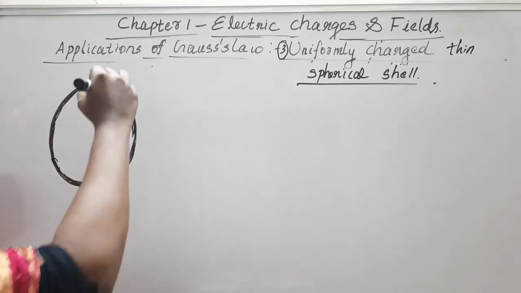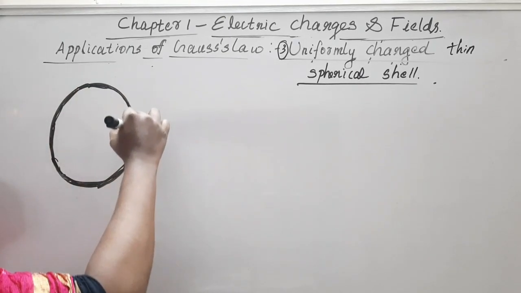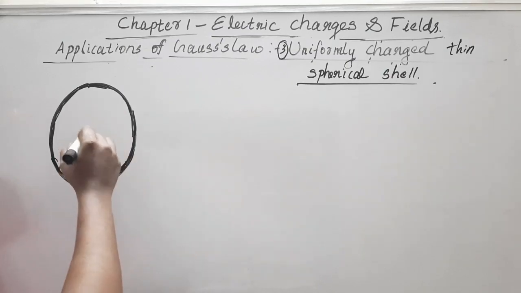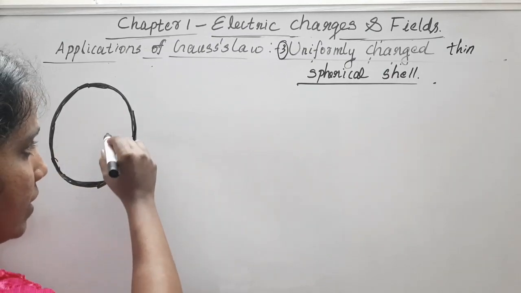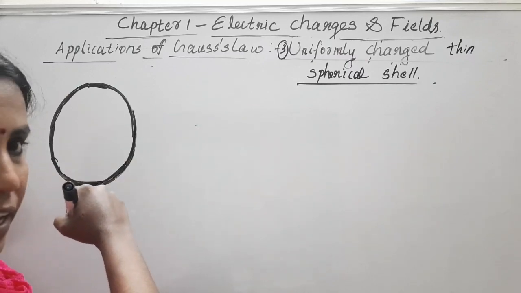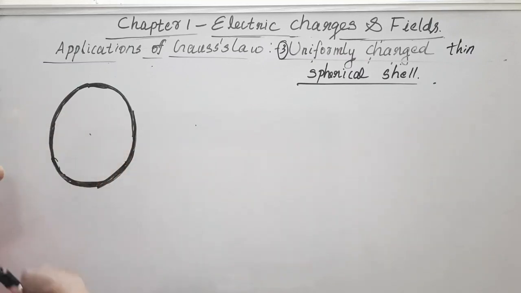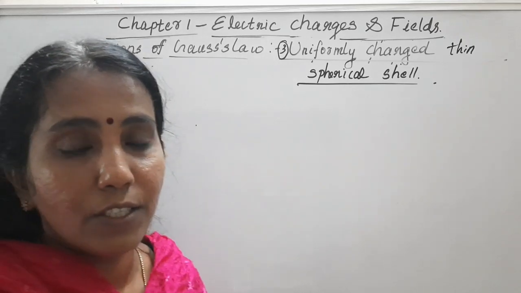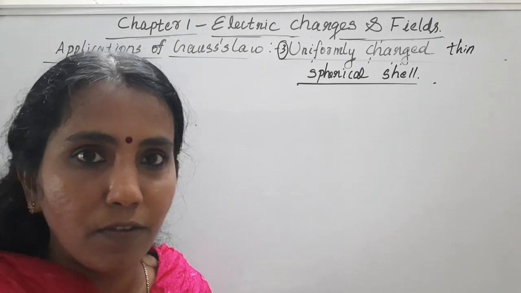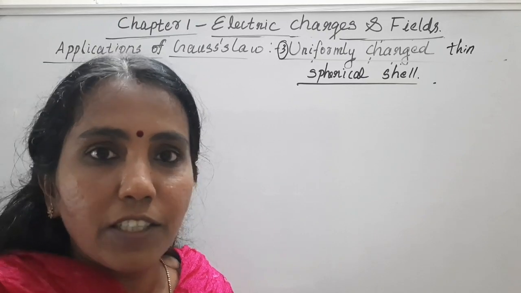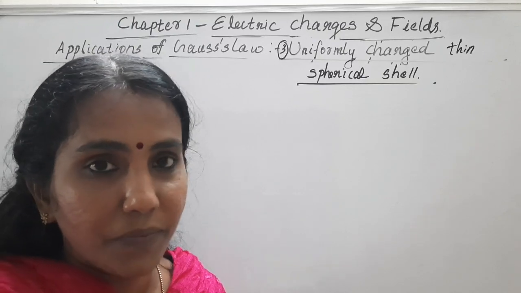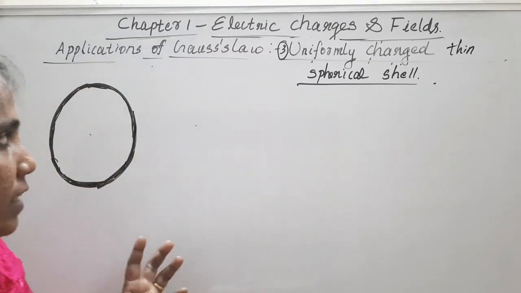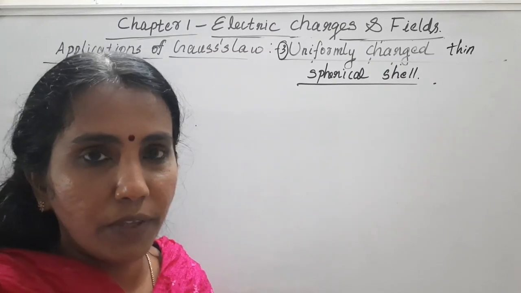So in this case, our discussion should be in three parts, because I said it is hollow inside. So the electric field outside the spherical shell, inside the spherical shell, and on the surface of the spherical shell. In these three cases, we have to discuss the electric field. And before that, let's discuss the symmetry of the field.